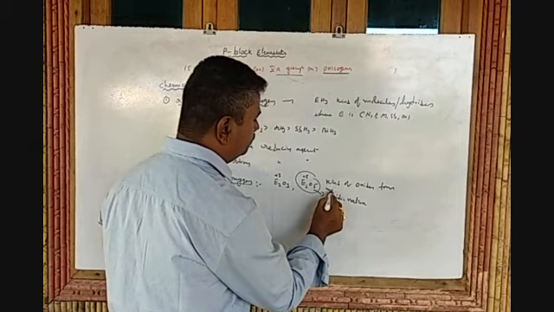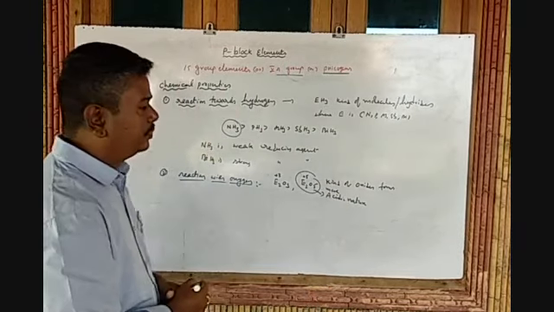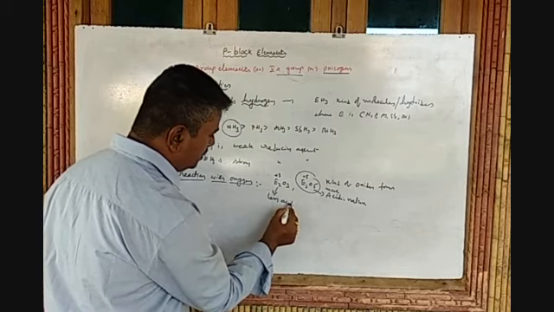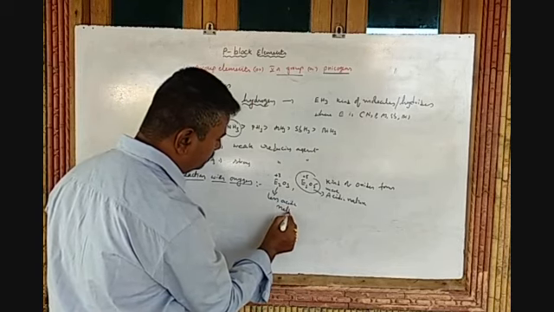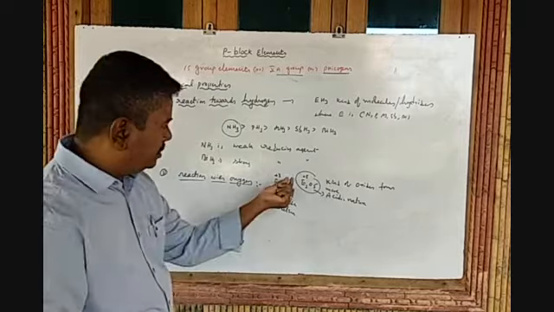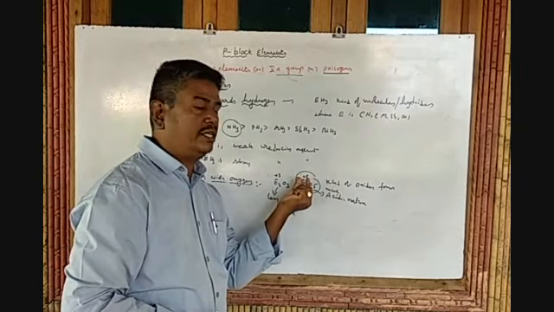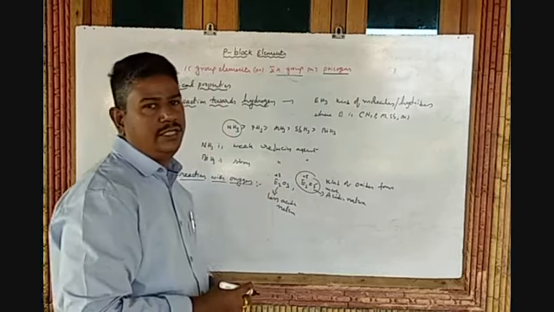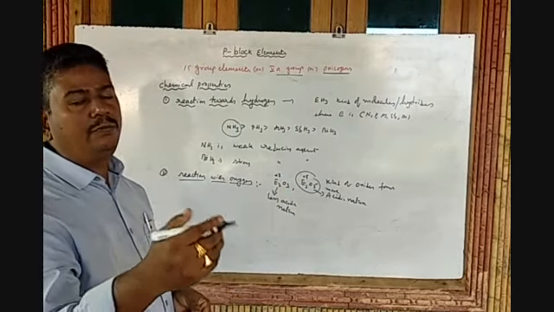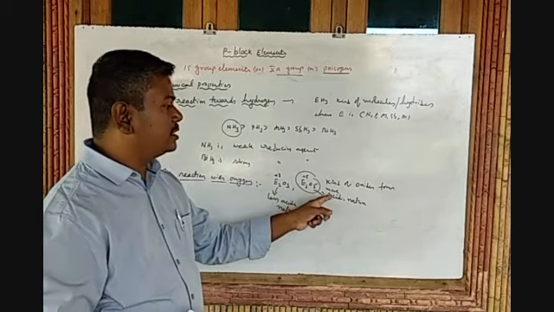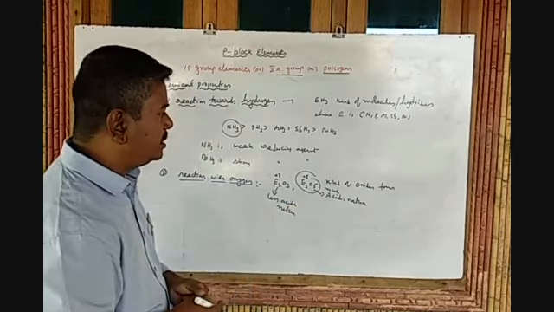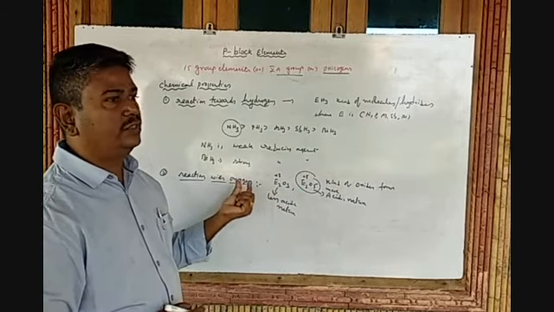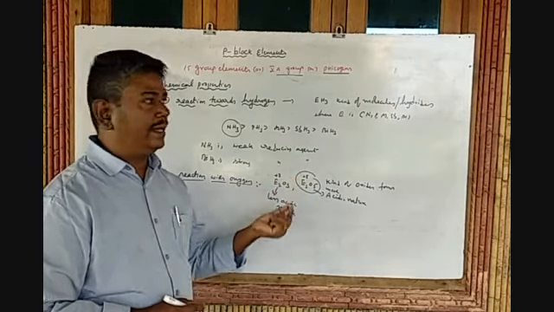Which one? More acidic nature. And these are less acidic nature. Because this one has a +5 oxidation state in these kinds of oxides, and in these kinds of oxides a +3 oxidation state. So the one with the higher oxidation state is more acidic in nature. That means nitrogen and phosphorus oxides are generally acidic.